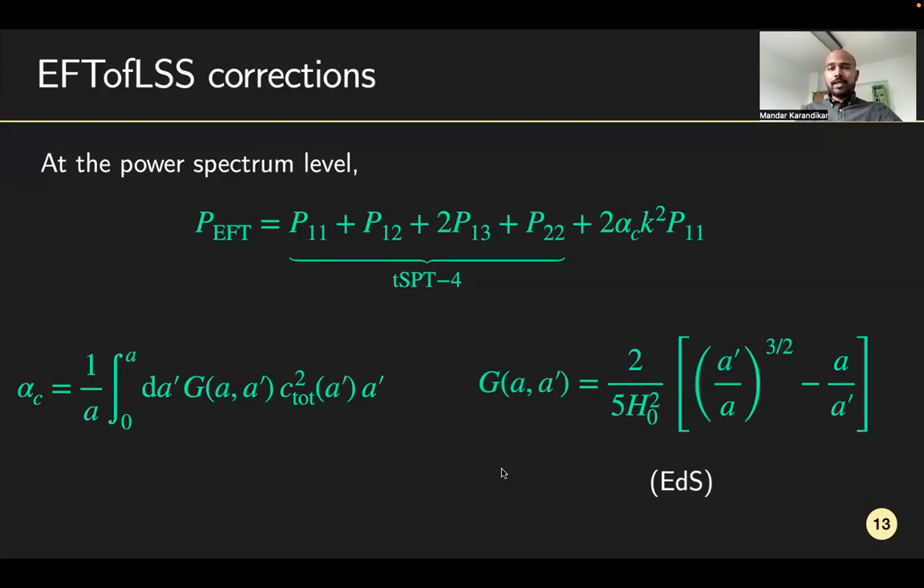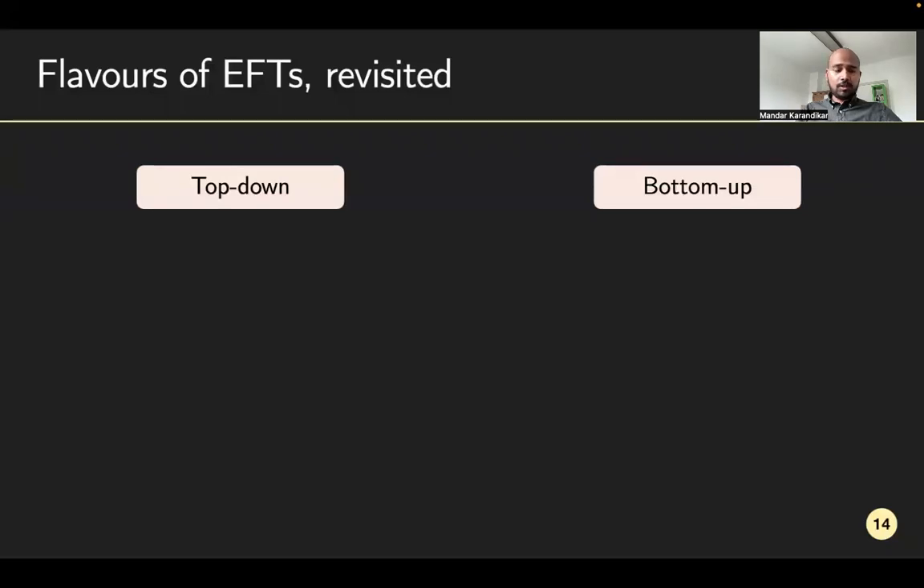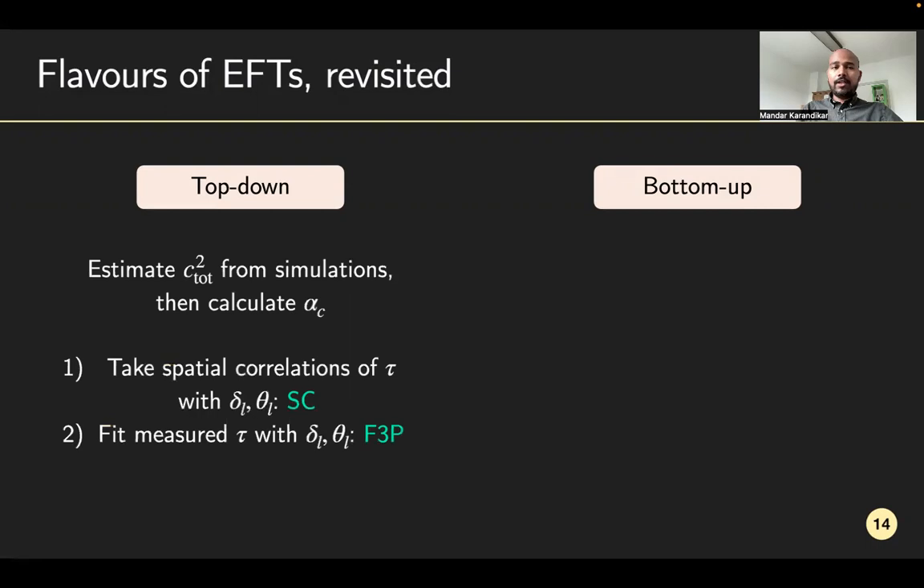So now you have this entire setup. Let me bring back the two flavors that we've discussed before, the top-down and the bottom-up. So the top-down approach of performing these calculations would be to estimate C square from simulations because you know the underlying short-scale physics, and then calculate alpha C. We do this in two ways for the purposes of the talk. We take spatial correlations with tau, which we call the SC estimator, or we fit tau with delta and theta, which we call the F3P, or the 3-parameter fit.